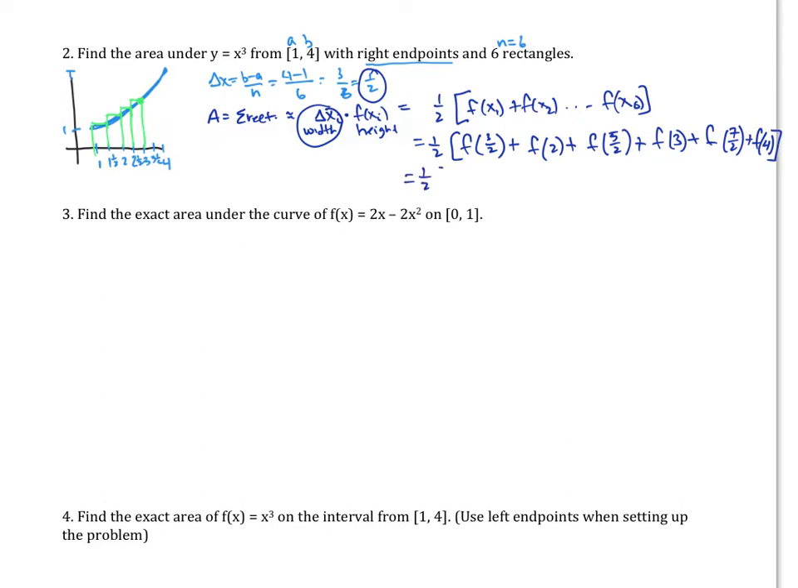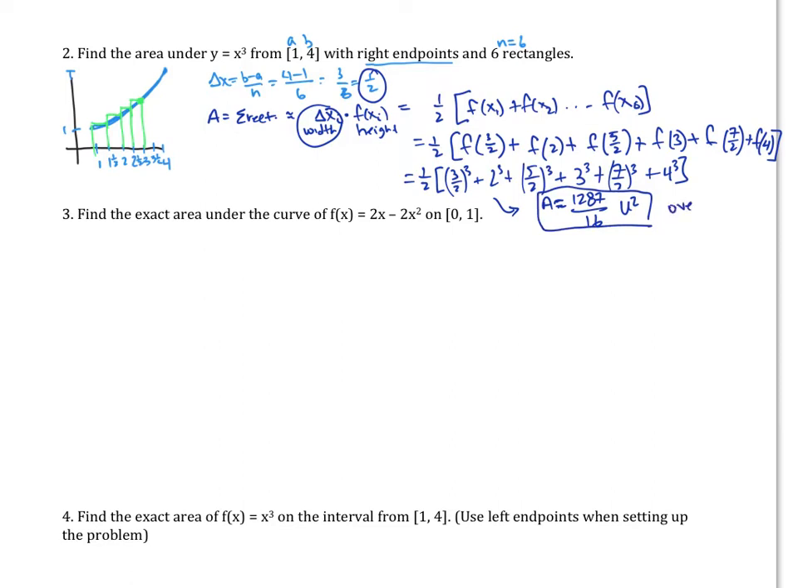And cleaning this up, this will be 3 over 2 cubed plus 2 cubed plus 5 over 2 cubed plus 3 cubed plus 7 over 2 cubed plus 4 cubed. And saving you the step in between, the area will end up being approximately 1287 over 16 square units. Will this be an over or underestimate? This will be an overestimate.